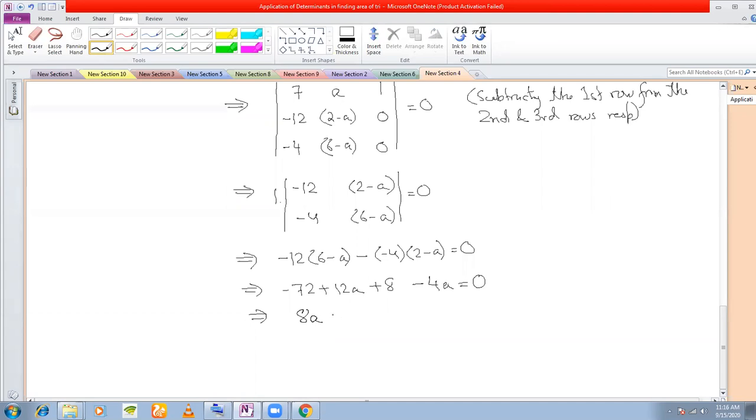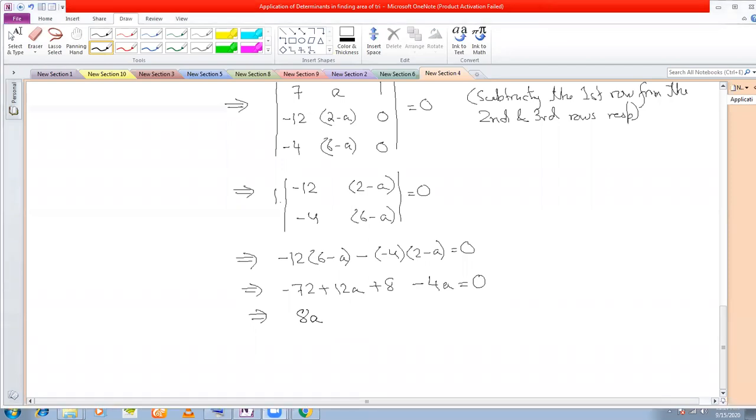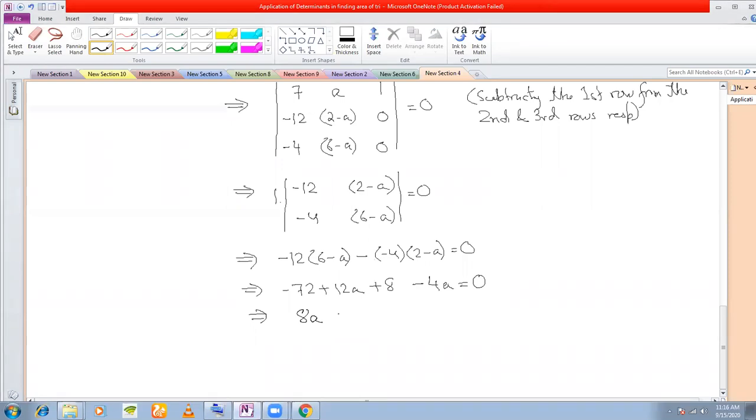will give you minus 72 plus 8 will give you 64. Minus 64 is equal to 0. That means 8A is equal to 64. That means A is equal to 64 by 8, which is 8. So you get the value of A as 8.